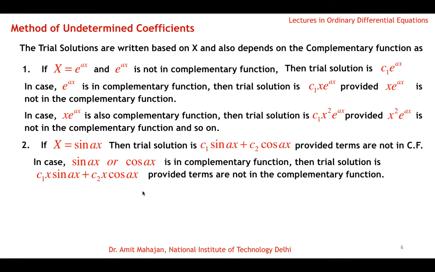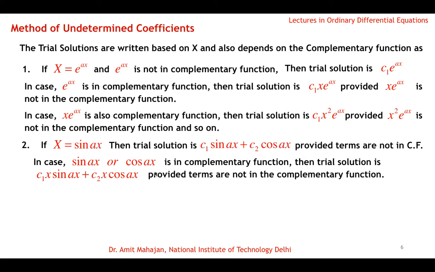In sine or cos we take both sine and cos because their derivatives contain a repeating factor of these. In exponential we take only the exponential, because if you keep on differentiating, the first derivative, second derivative, third derivative, you get only one thing, which is the trial solution, this exponential. But in the derivative of sine we get sine as well as cos.